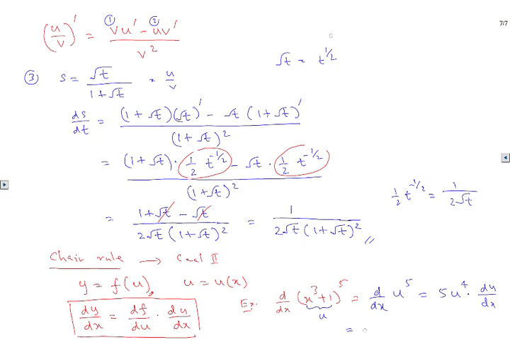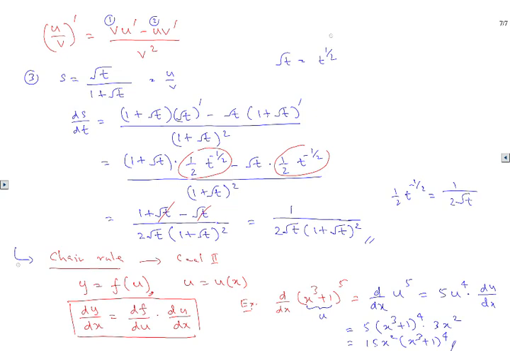According to that, what you get is 5 times x cubed plus 1 to the 4th power, and then multiply by the derivative of the inside function, that is 3x squared. It would be better to simplify, so you get 15 x squared times x cubed plus 1 to the 4th power. That's the derivative. This technique is very useful in Calc 2. This is the most important technique for calculus 2, the chain rule. We use the chain rule a lot.